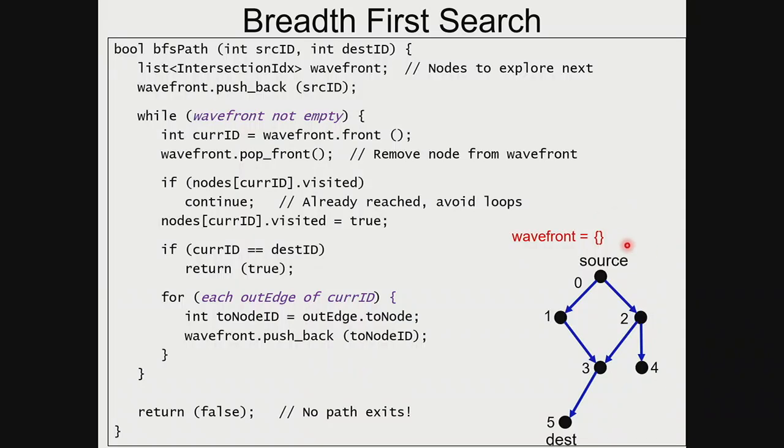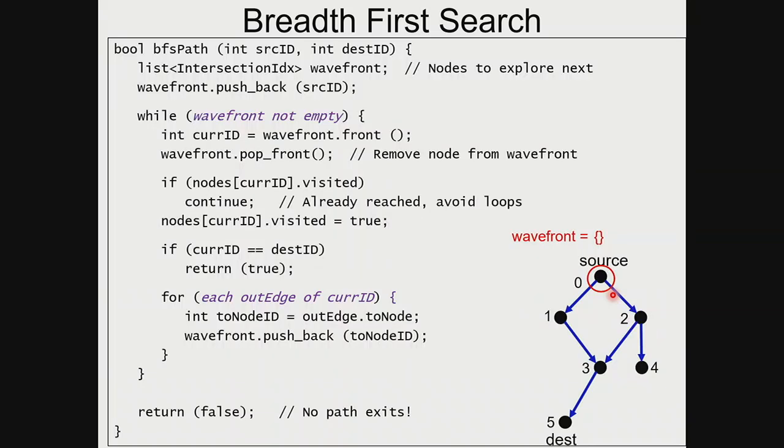Okay, so there are no other questions. Let's look at this example. So this is my source. At the beginning, my wavefront is empty. The first thing that we did here is to push our source to the wavefront, right? So we pushed this node 0, okay, and now we are going to go through this loop.